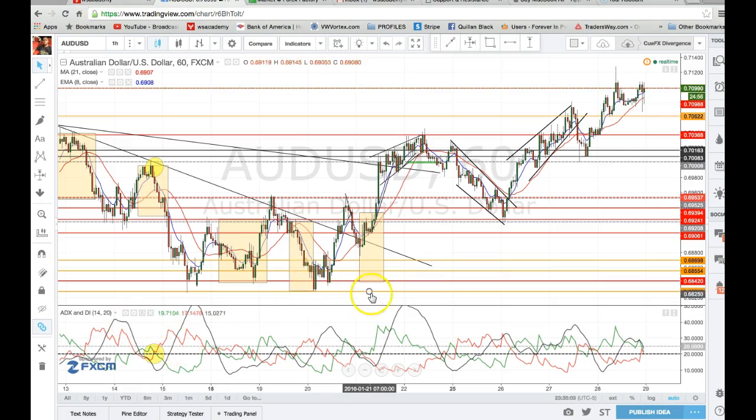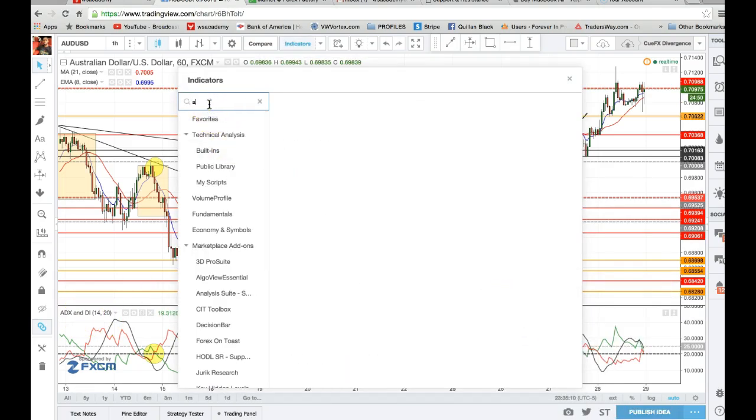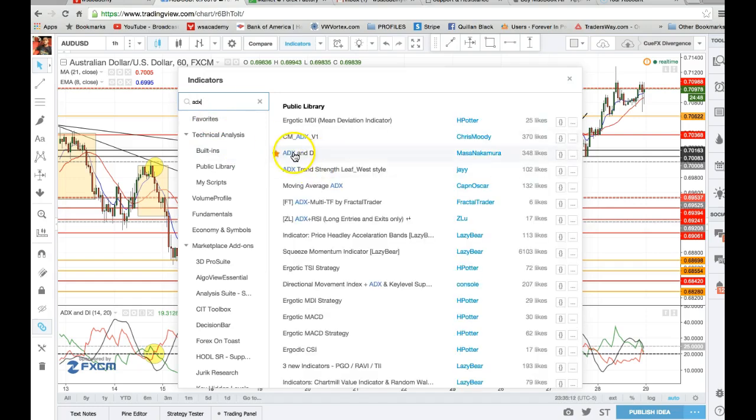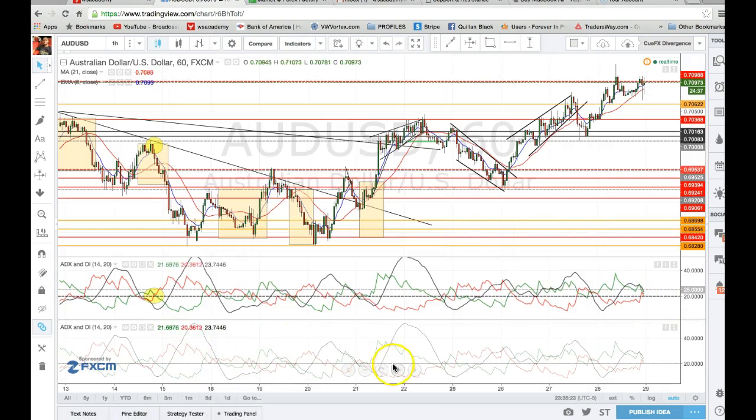Simple as that. Okay, so to get the ADX indicator, you right click, you click Insert Indicator, you type in ADX, and choose the one that says ADX and DI. It's by this person right here. So once you click it, it's going to pop up kind of like this. This is the simple version.